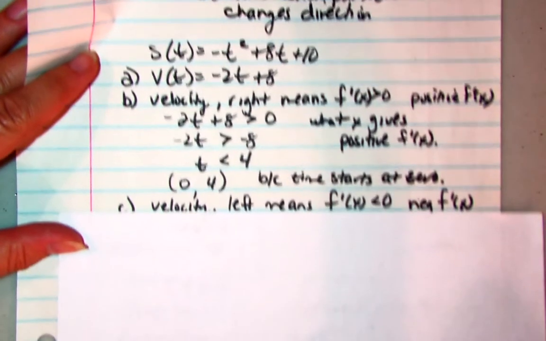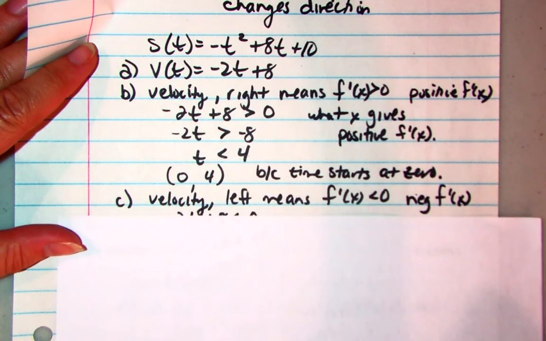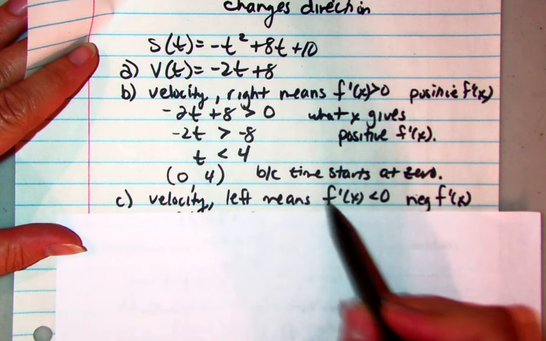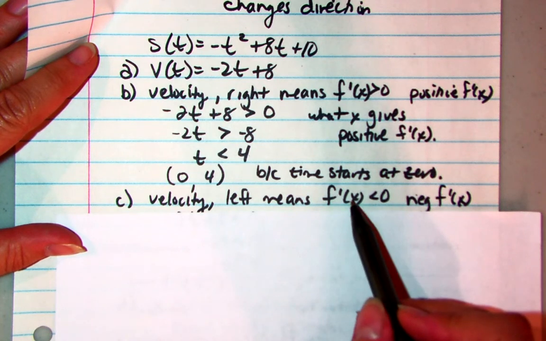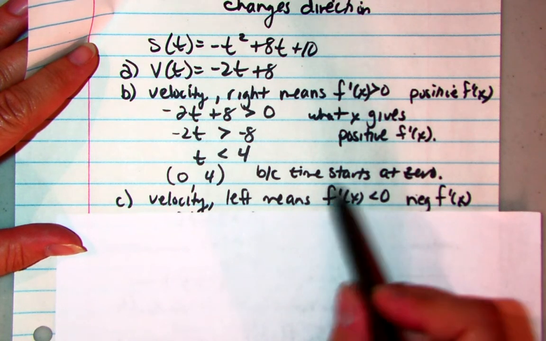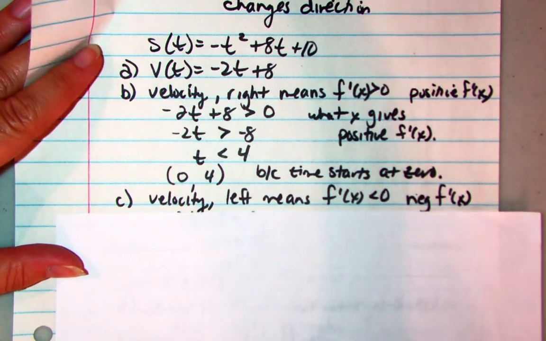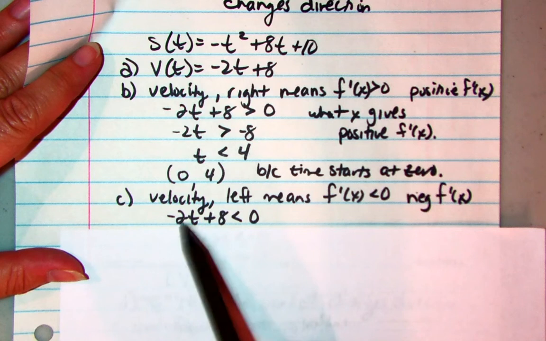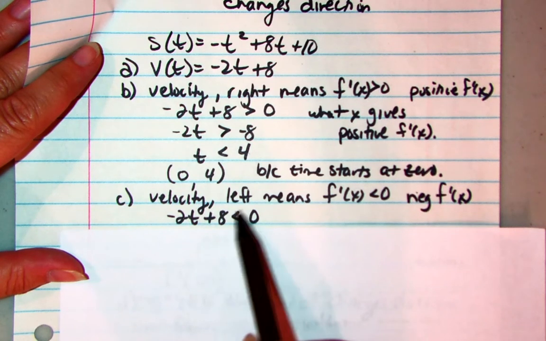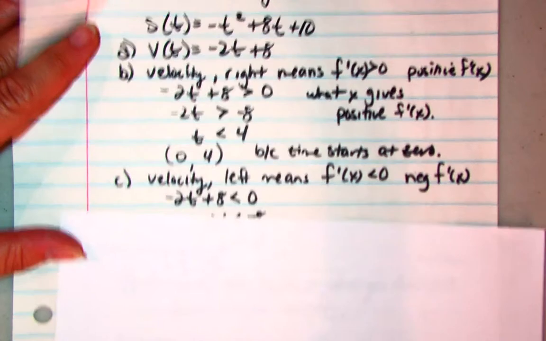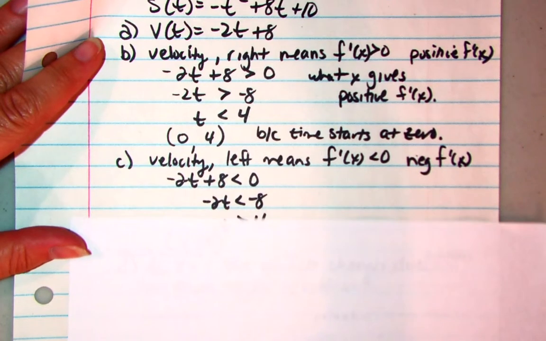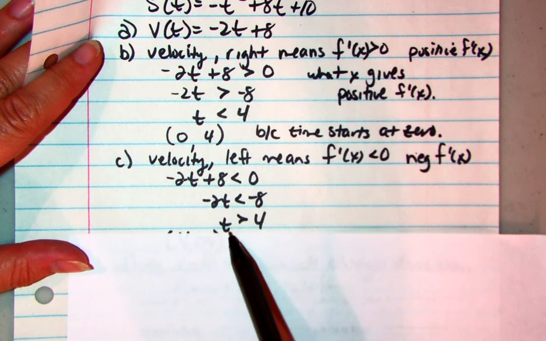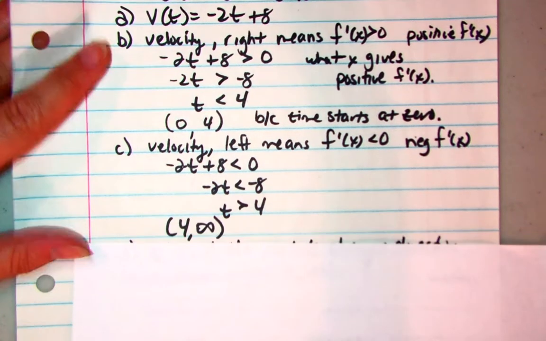Part C. Velocity. I'm going to look at the velocity function again. It's left. Left means when these y outputs, in other words, really what t's, what times, will the y outputs be negative or less than 0. So I'm going to take that same velocity function. What times will this output be negative? In other words, less than 0. Again, I'm going to subtract 8. I'm going to divide both sides by a -2. I'm going to flip the sign around, so it means when my time is greater than 4. So from 4 to infinity.